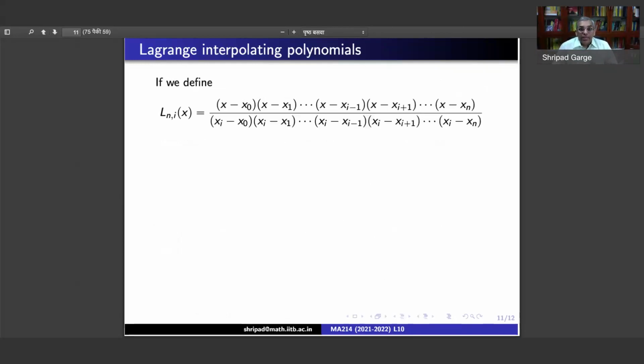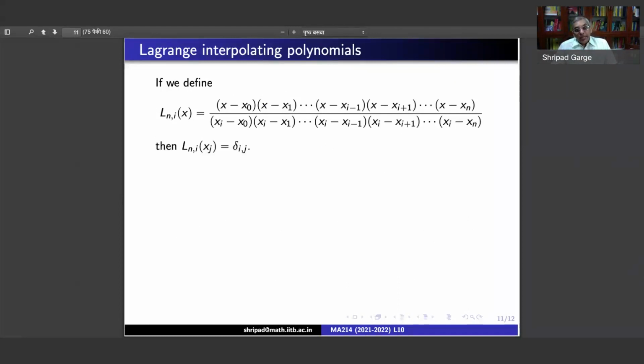So we define ln i by x minus x naught, x minus x1, dot dot dot, up to x minus xn, where the ith one is omitted, and you are dividing it by this real number xi minus x naught, xi minus x1, dot dot dot, xi minus xn. Again, the ith one is omitted. This polynomial will do the job. It will have the property that ln i at xj is delta ij.